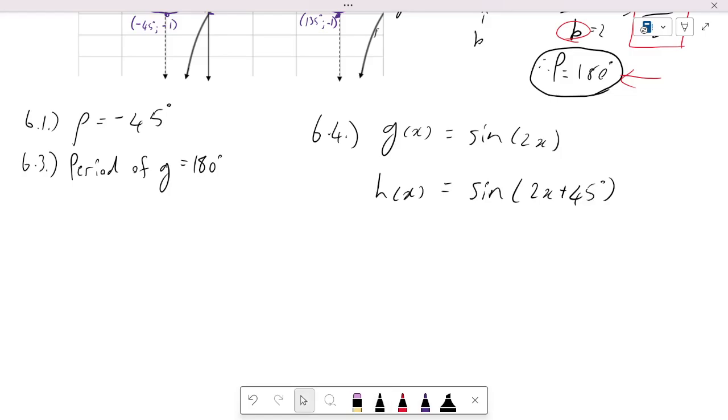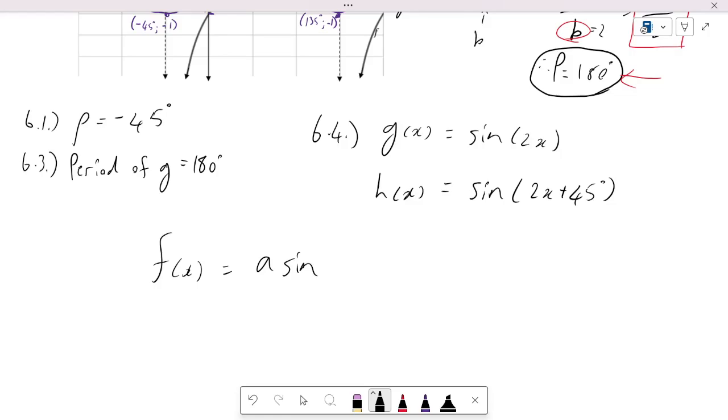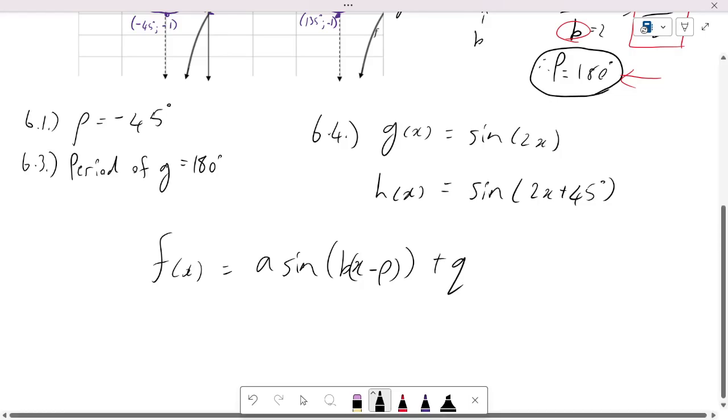Now I want you to pick up my mistake, right? I'm pretty sure most of you have picked up a mistake that I've made. You can see that I completely disregarded the following. So we would have, for example, f of x equals a multiplied by sine of bx minus p, in our case over here, and then plus q.